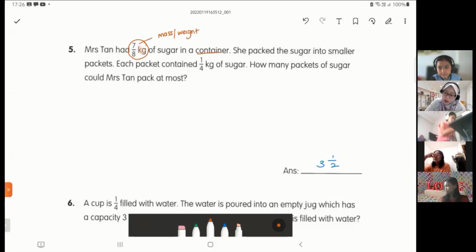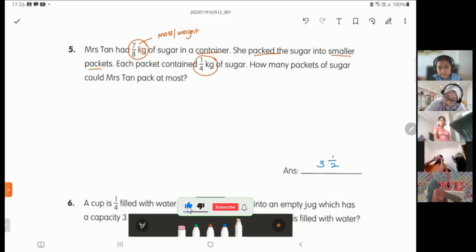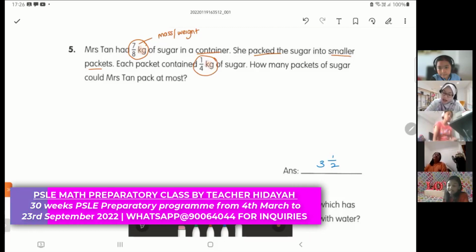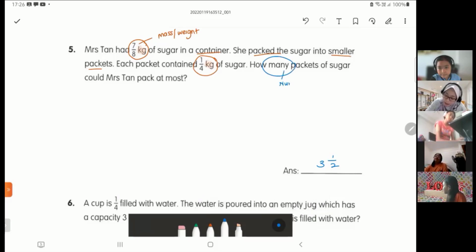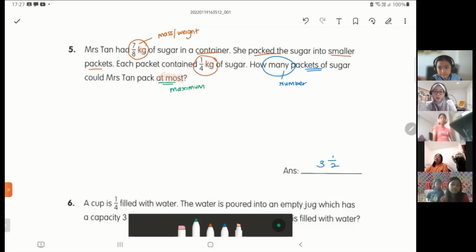Okay, she packed the sugar into smaller packets. Each packet contained 1/4 kg of sugar. Again, it's not a normal fraction, it's really a mass or a weight, okay? How many? Many means I want to know the number of packets of sugar Mrs. Tan could pack at most. This is very important. Means maximum. Which means you are supposed to round it off. Okay, you should not be giving the exact answer.